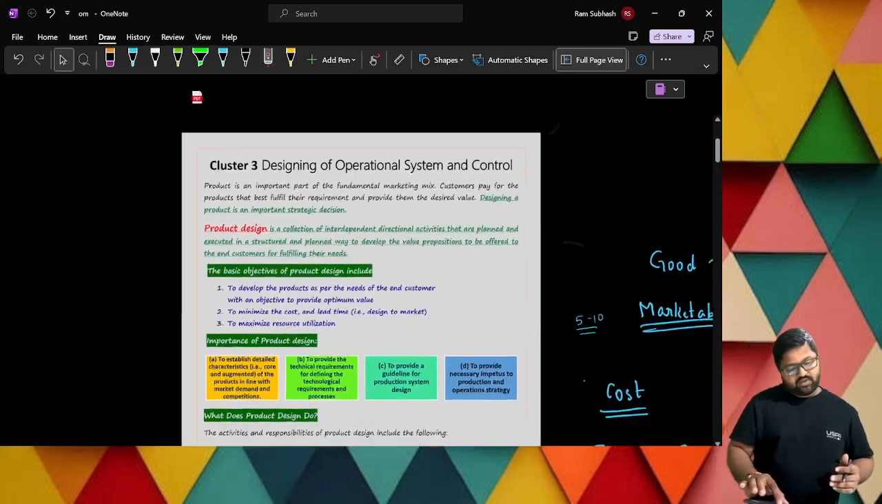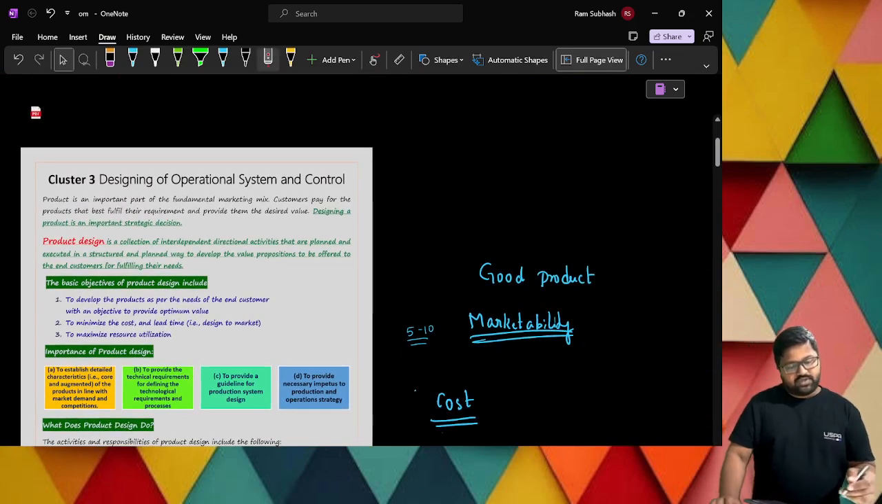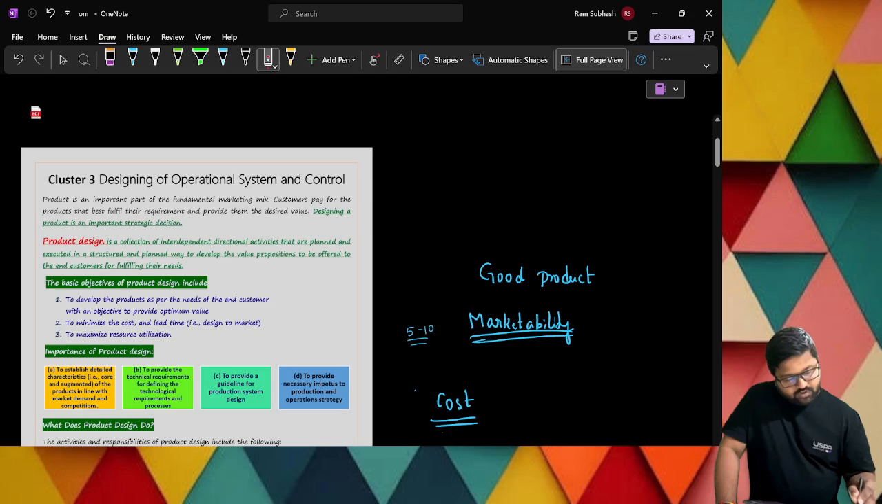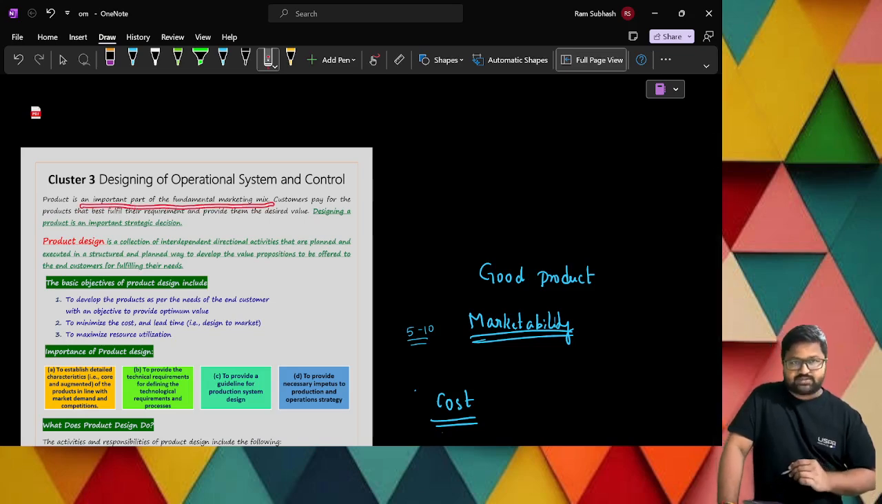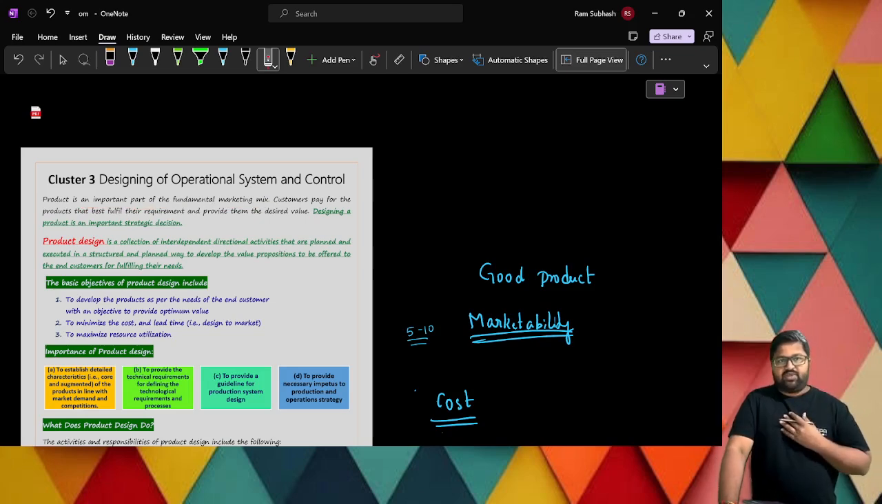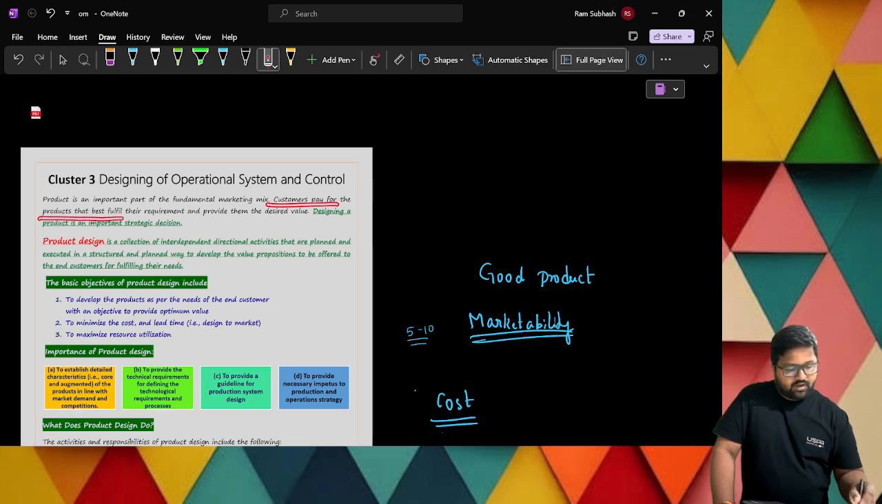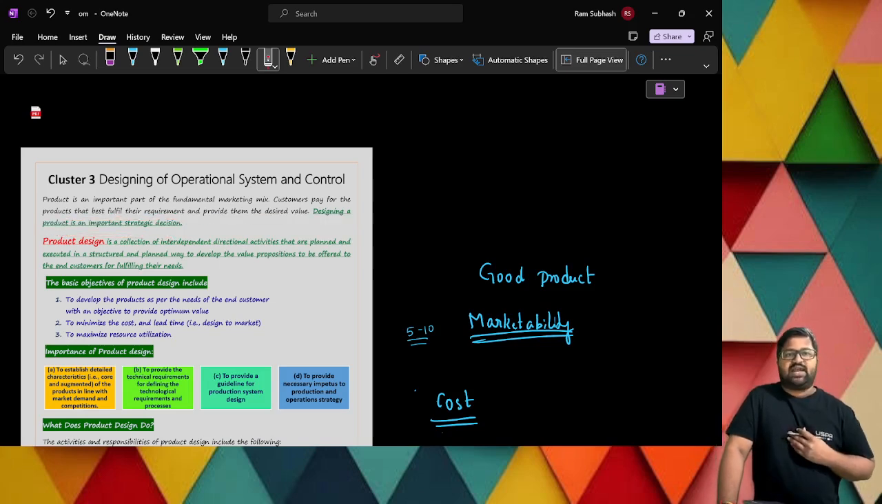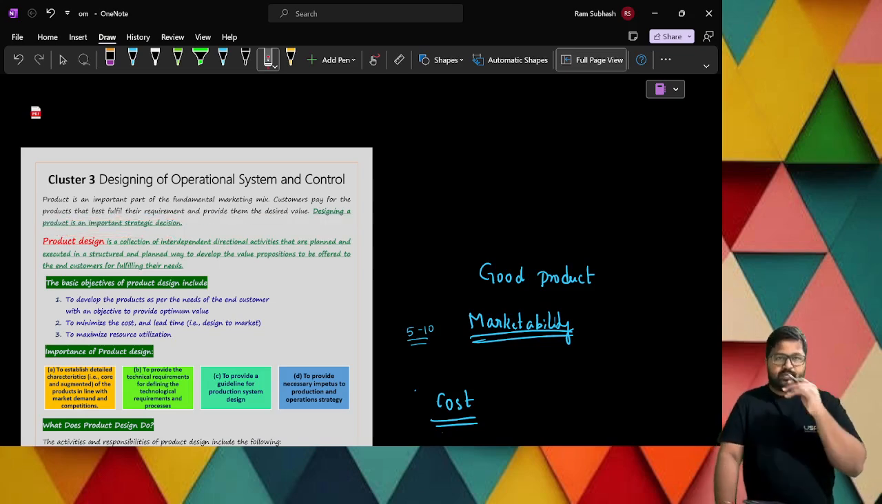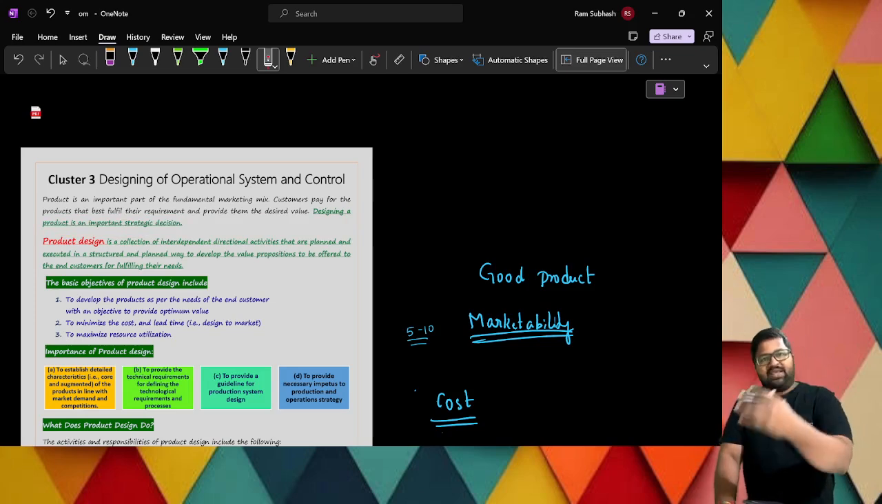So first, what is a product? Here it is given about the product. Product is an important part of the fundamental marketing mix. We have a company, and our main motive is to gain profit by selling our product. Customers pay for the product that best fulfills their requirements. Simply, the customer who is satisfied with the product will pay, if it is meeting his requirements.